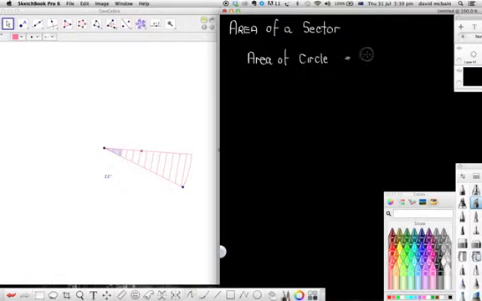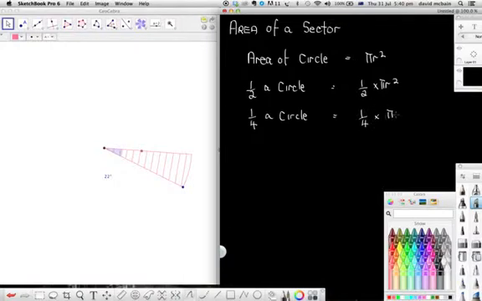is going to equal pi r squared. The area of half a circle will equal a half of pi r squared, which is a half times pi r squared. And for a quarter of a circle, the area is going to be 1/4 of pi r squared, or 1/4 times pi r squared.